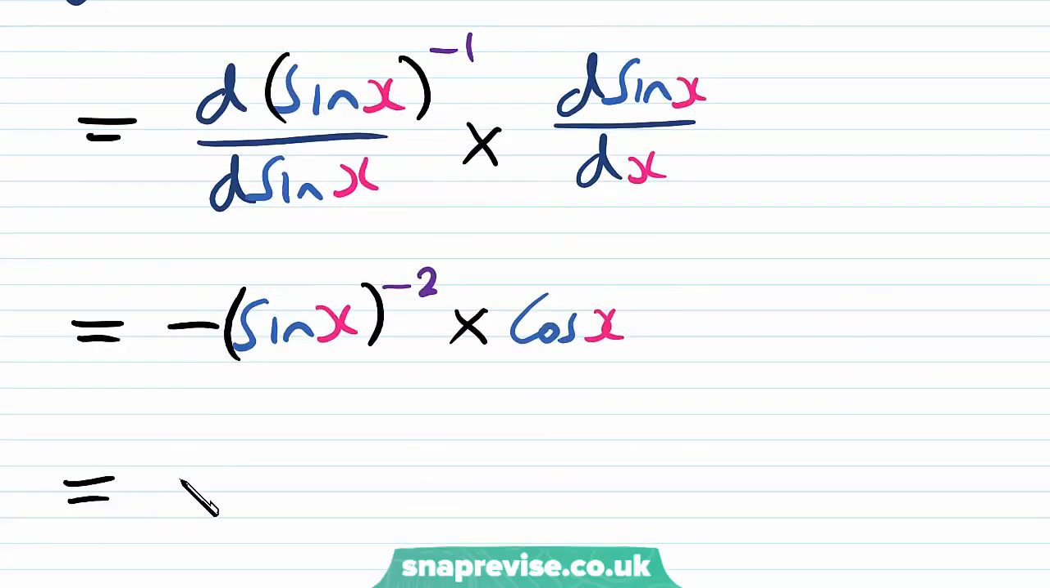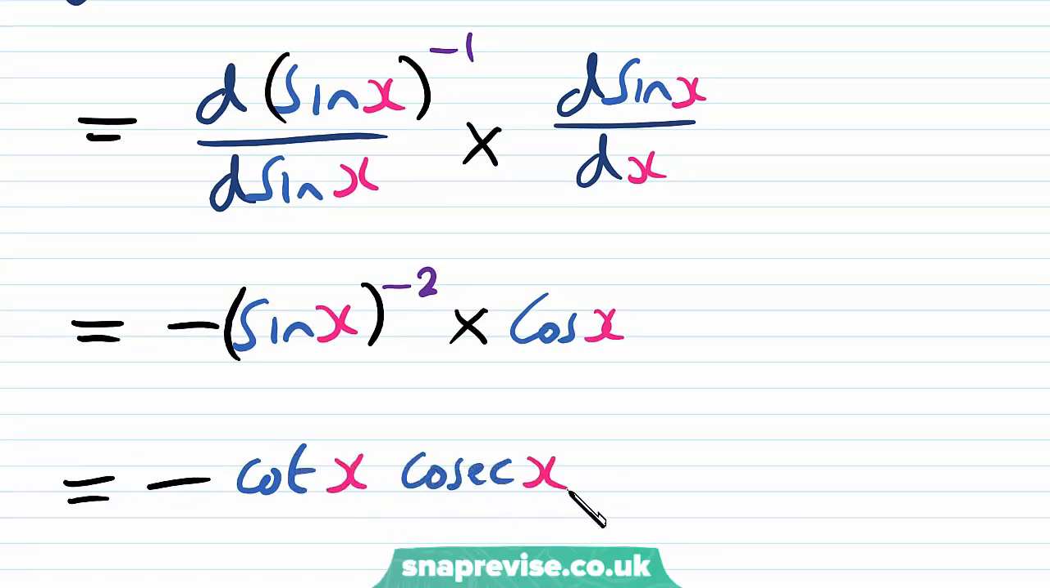And then finally, we can write this as minus the cot of x multiplied by the cosec of x, just by separating up one of the sine of x to the power of minus 1 with the cosine of x to give us the cot of x, and the remaining sine of x to the power of minus 1 gives us the cosec of x.